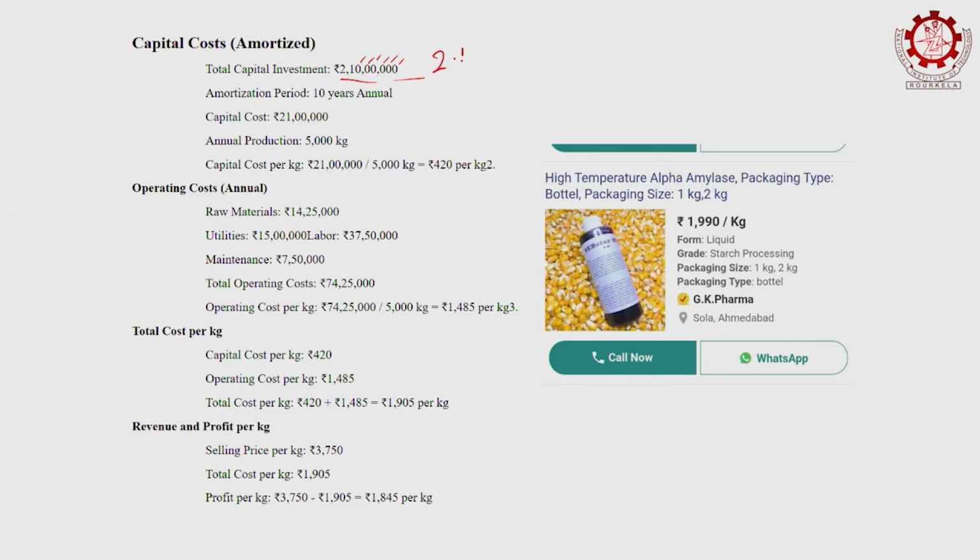Now let's say we are supposed to pay it in 10 years, amortized. So our cost becomes 21 lakh per annum. Then the capital cost per kg becomes, we are operating 50 kilos, 10 kilos over 500 batches over the year. So the cost becomes 420 rupees per kg. So, operating cost.